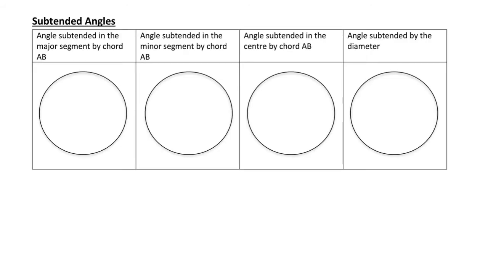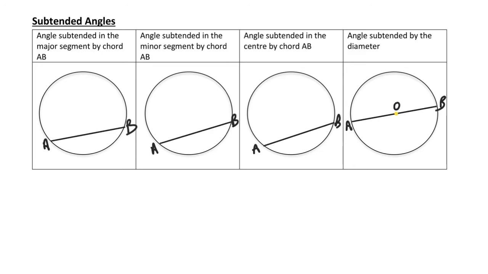Subtended angles. So we're going to look at a few examples of what the angles being subtended by the chord really means. So the first thing we're going to do is draw a chord AB on the first three, and I'm going to draw a diameter on the last one. So the first one, the angle subtended by the major segment by chord AB, that's going to be an angle in the top part of the circle, because we're in the major segment. So that's talking about the angle at the top.